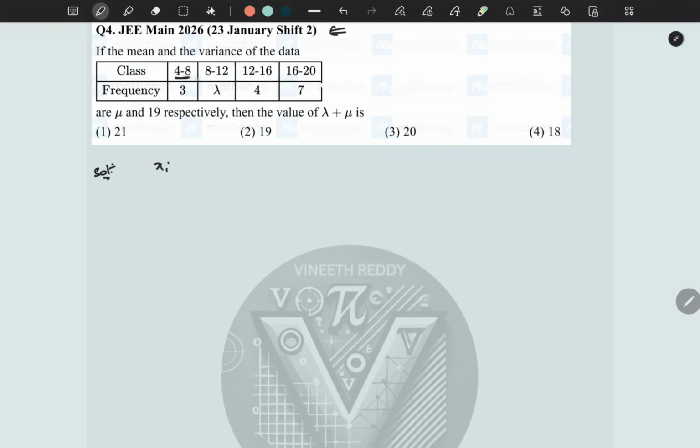So xi, what will that be? For the average of this, 4 plus 8 is 12, 12 by 2 is 6. Then we get 10, then we get 14, then we get 18, right? And the corresponding frequencies are 3, lambda, 4, 7. So now let us find fi xi, that will be 18, then 10 lambda, then 14 into 4 is 56, and 18 into 7 is 126, right?